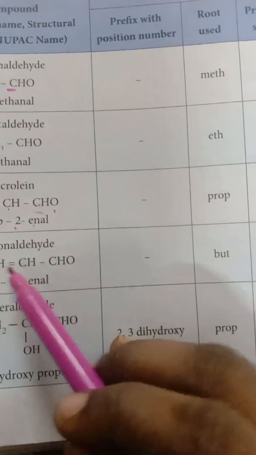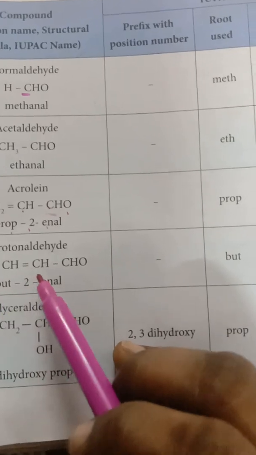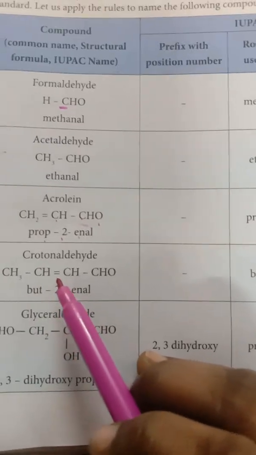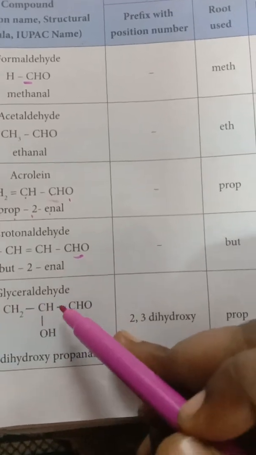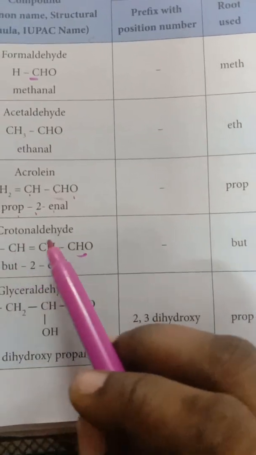Okay, so you see all these. Since it is 4 carbon atoms, you say but. Second carbon, the double bond is present, so 2-ene, and it is an aldehyde group, so -al. Similarly for glyceraldehyde, the common name is crotonaldehyde for this.